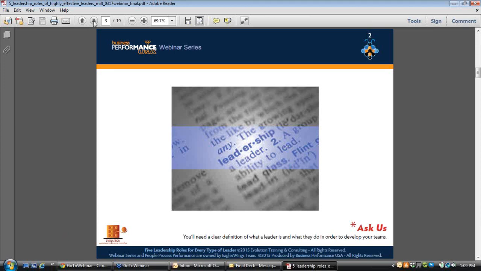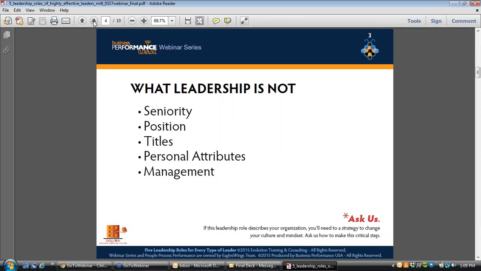So the first thing I'm going to do is we're going to present you with a slide that tells you what it isn't, because really definitions are a way of creating some clarity. So first I want to tell you clearly what it is not, and what we're not going to be talking about today anyway. We're not going to be talking about seniority, okay? It's not about how long you've been somewhere. We're not going to talk about position and or title. It's not about what your title is.